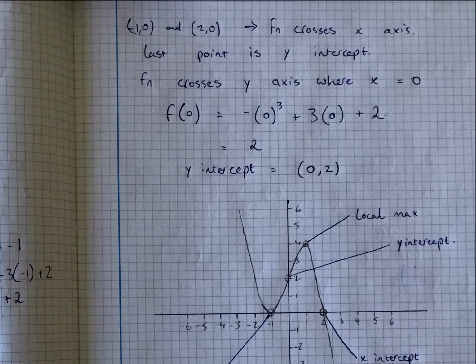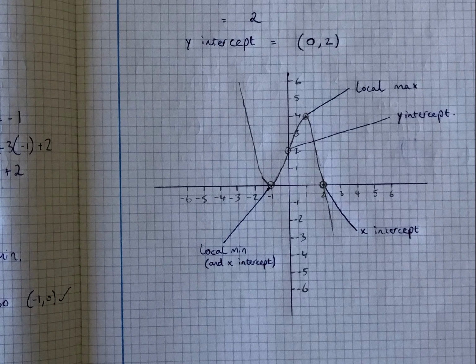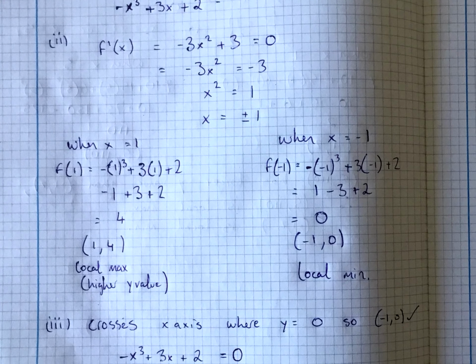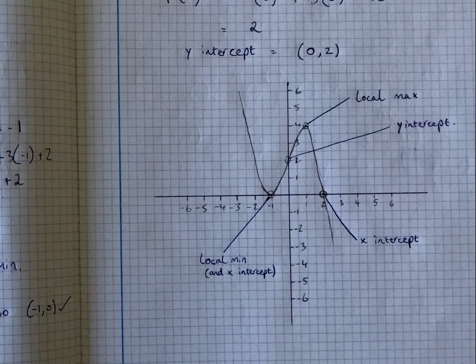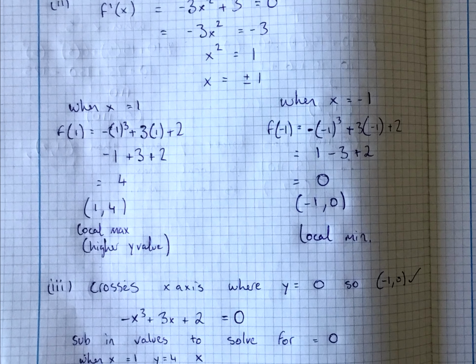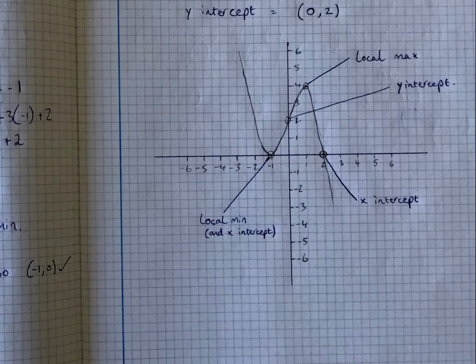So now I have 4 points that I want to put into my graph, and I should be able to sketch it based around that. So you've got the local min, which was minus 1, 0. You worked that out in part 2. The local max, 1, 4. Again, we worked that out in part 2. And then the other x-intercept, which was 2, 0, and the y-intercept, which was 0, 2.